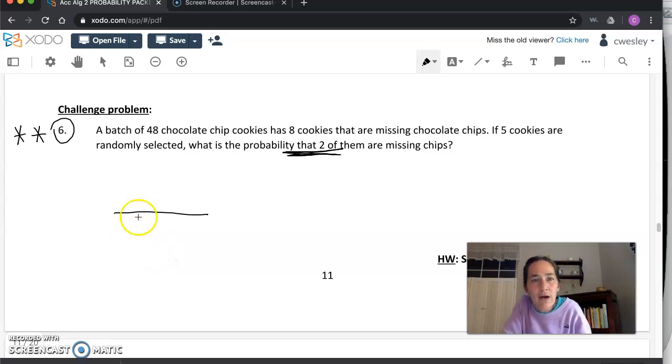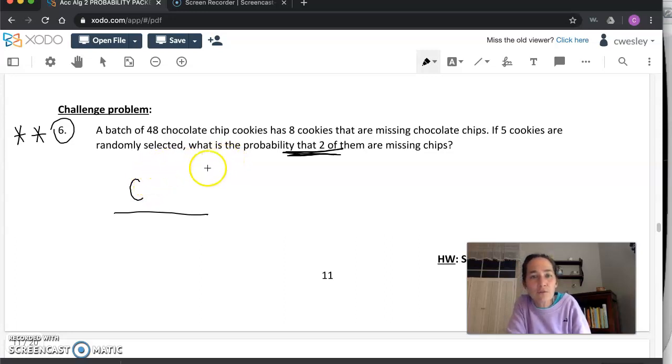You want to figure out up top the number of ways that 2 of them could be missing chips. On the bottom, you want the total number of outcomes that could happen. So up top, this is pretty specific. We want 2 to be missing chips. Does the order in which I pick up the cookies really matter? I don't think so. You're just counting how many are missing chips. So let's use combinations instead of permutations.